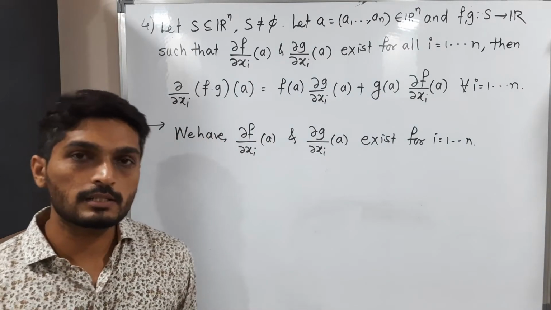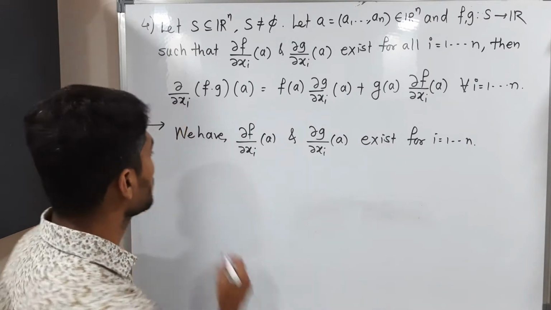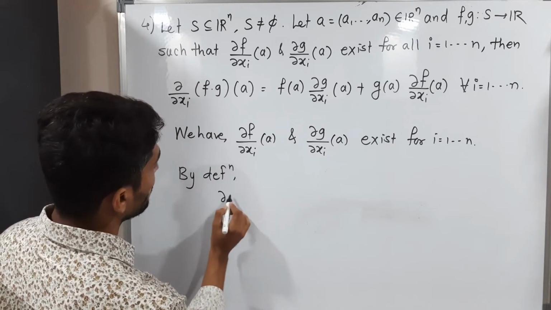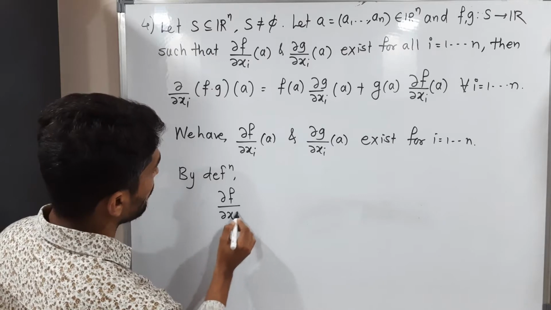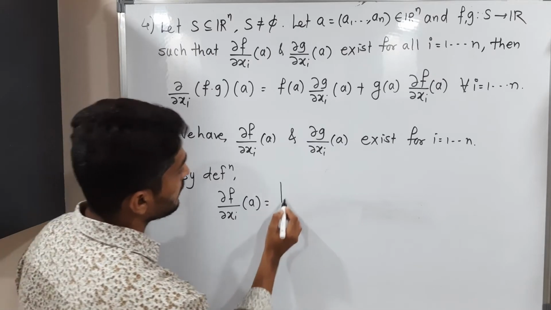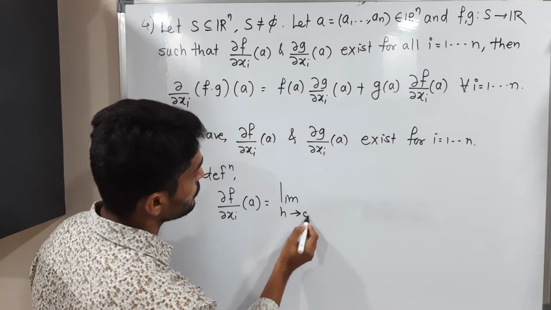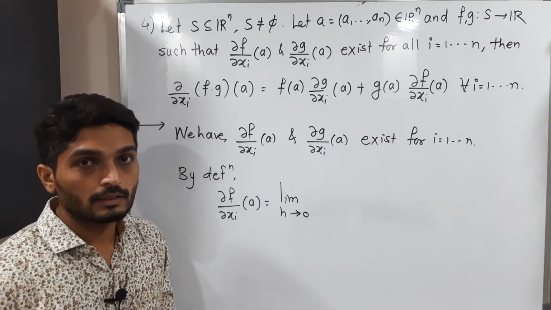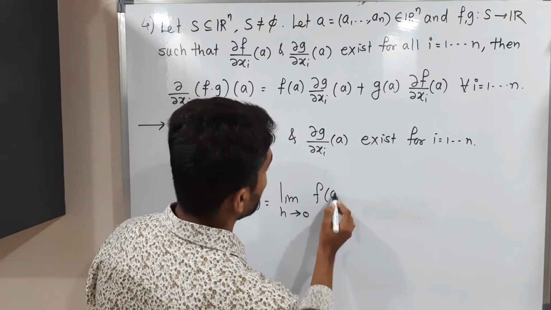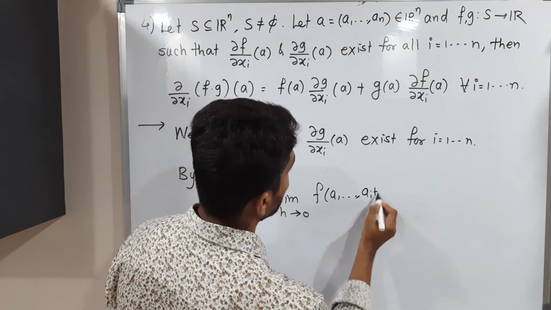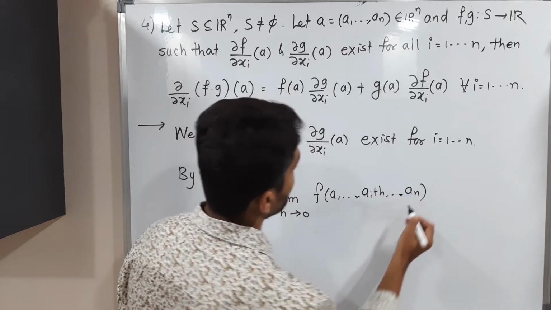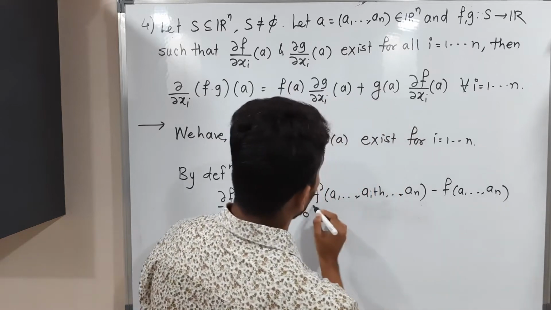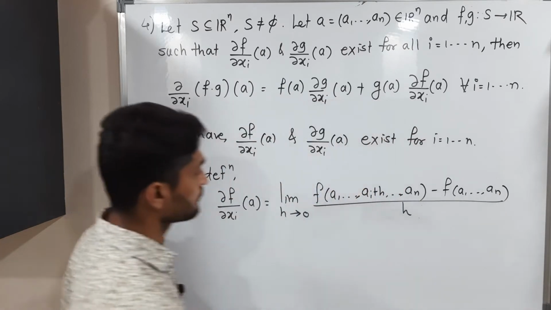So both derivatives exist, so we can apply the definition and write, by definition, del f by del xi of a. You know the definition: limit h tends to 0. We are taking the derivative with respect to xi, so I will add h only in the ith component. f of a1, a2 and so on, ai plus h and so on n, minus f of a1, a2 and so on n, divided by h.